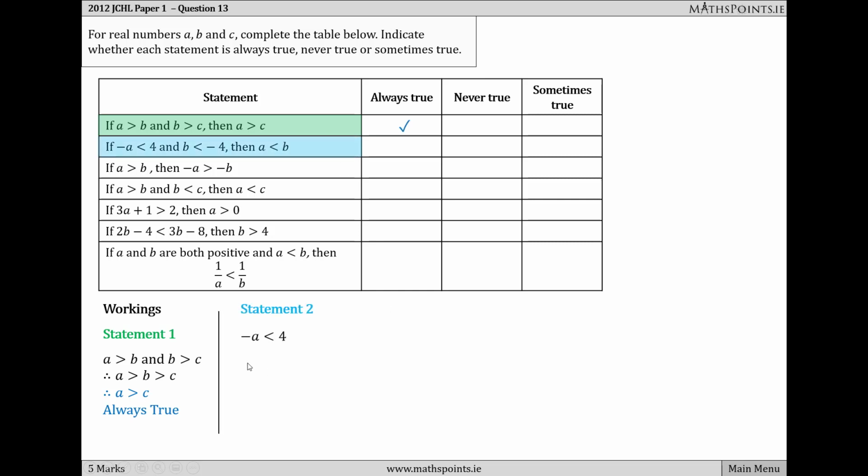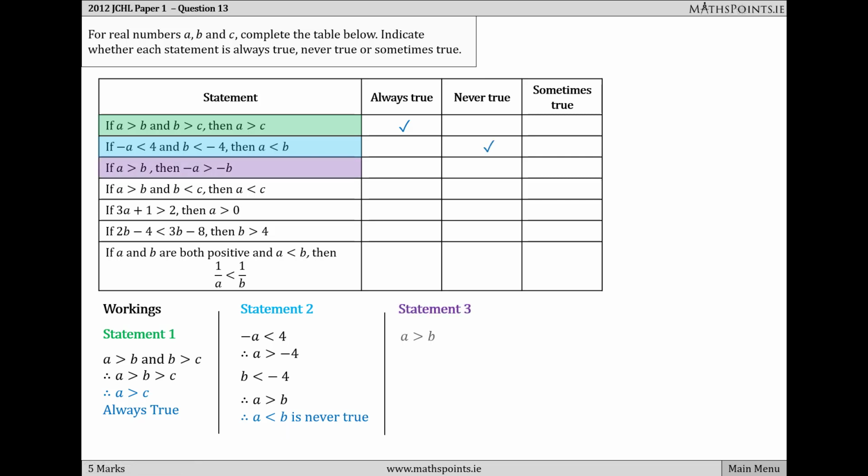For the second statement, we're told that minus A is less than 4. If we multiply both sides by minus 1, we get that A is greater than minus 4. Remember, when we multiply both sides by a minus number, it changes the direction of the inequality. And so we can say with certainty that A is greater than minus 4. We're told also that B is less than minus 4. Well, then A must be a number that's bigger than B. And therefore, A less than B is never true.